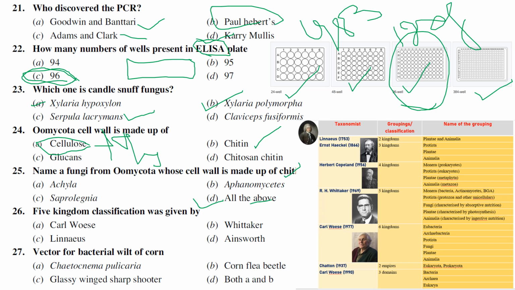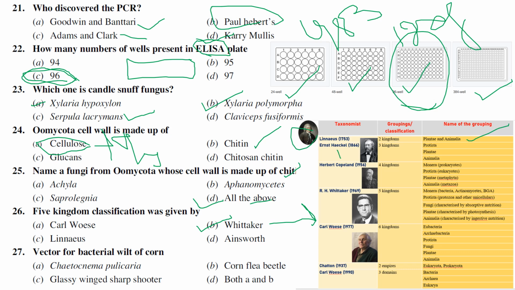Five kingdom classification was given by Carl Woese, Whittaker, Linnaeus, or Ainsworth. The answer is actually Whittaker 1969. On the right side, I have given one picture where this entire classification was given here. Actually, two kingdom classification was given by Linnaeus. He is Linnaeus. So the two kingdom classification is Plantae and Animalia.